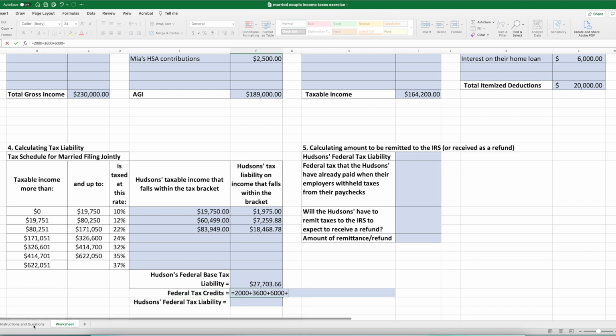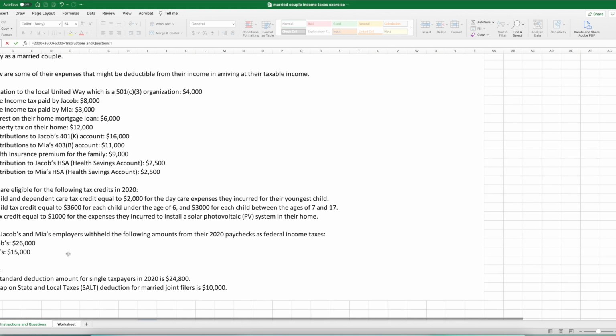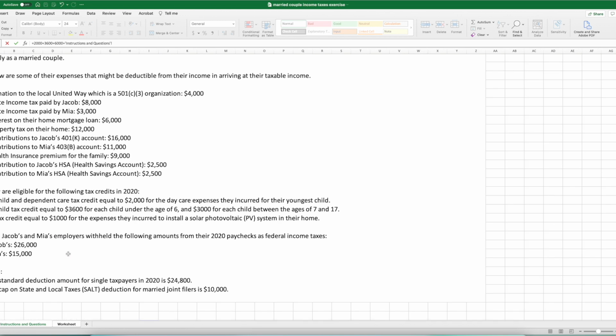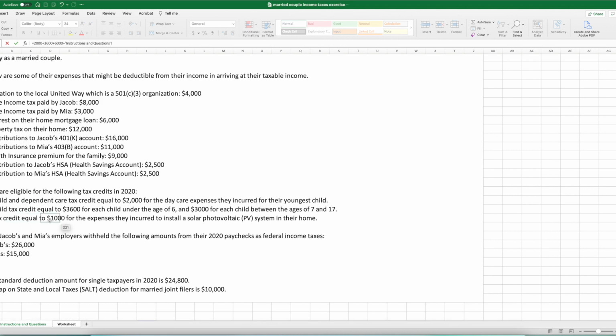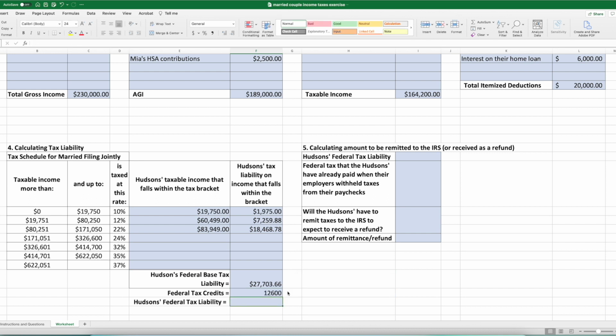Plus, what else? Okay, so they installed a solar system on their home to generate electricity. And they get a tax credit equal to $1,000 for it. Okay, so that is a tax credit we need to add up. So they are going to be able to take tax credits equal to $12,600.